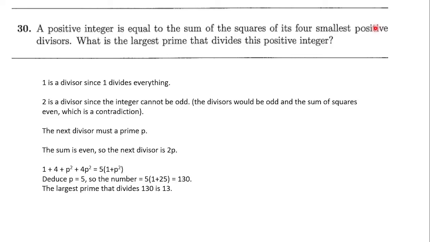So we have to analyze some contradictions to deduce some things about what 4 divisors it has. So 1 is obviously a divisor, since 1 divides everything. And then we can deduce that 2 is a divisor, since the integer cannot be odd, because the divisors would be odd, and the sum of squares even, which is a contradiction.